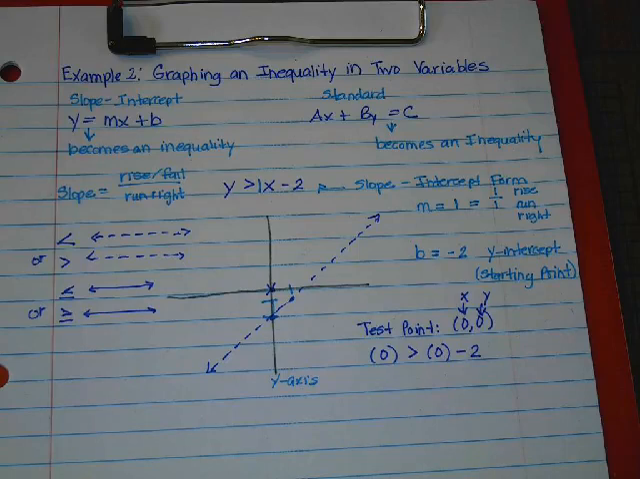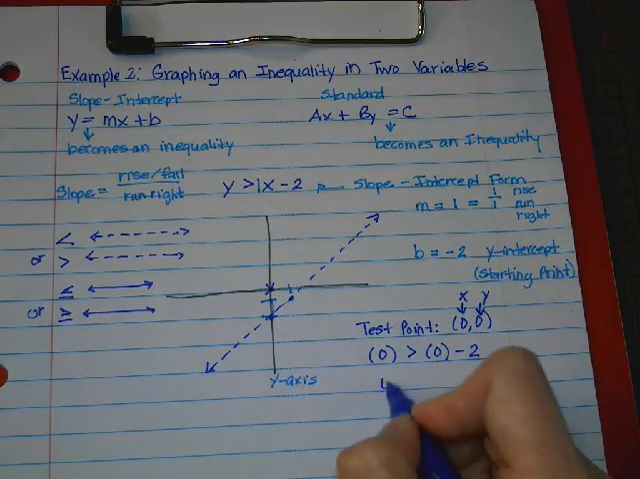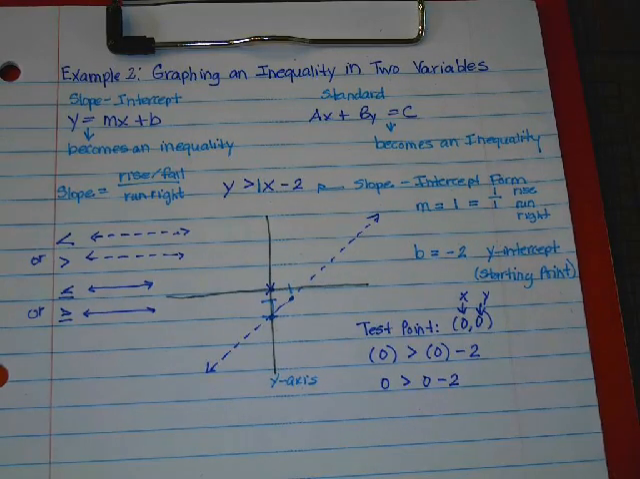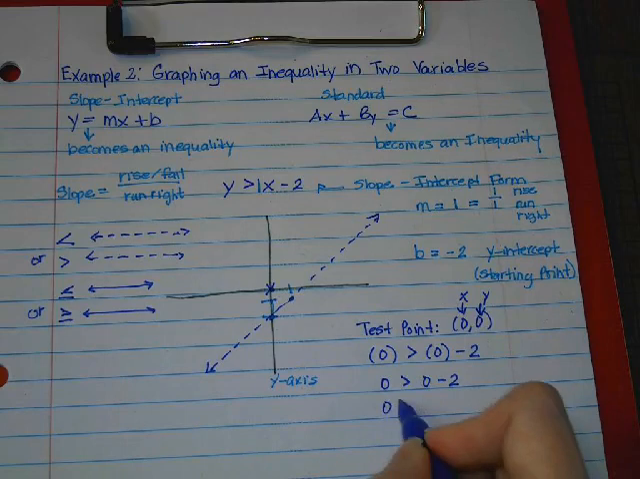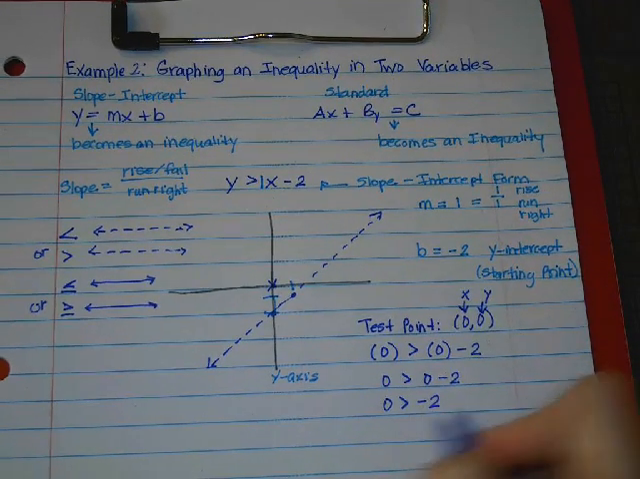There are no values in front of either 0 for us to distribute to, so we have a 0 greater than 0 minus 2. So 0 take away 2 is negative 2. So we're asking ourselves, is 0 bigger than negative 2? Yes, this is a true statement.